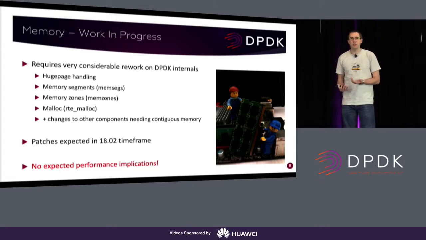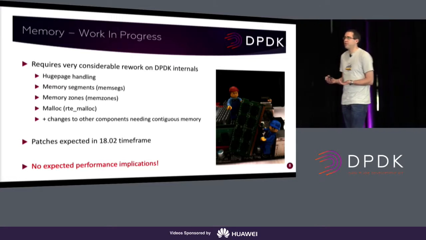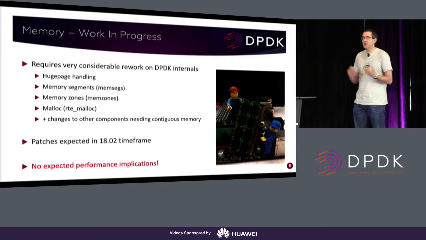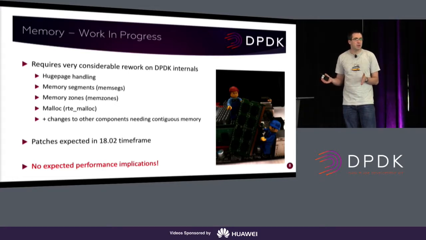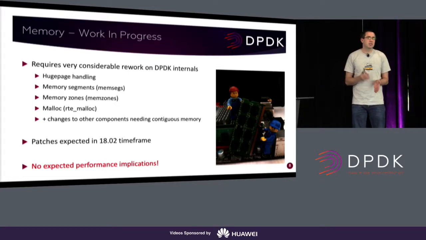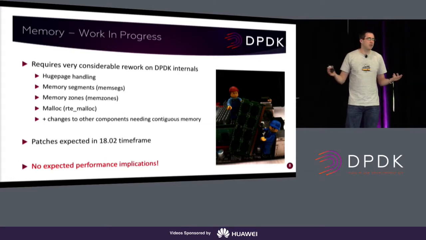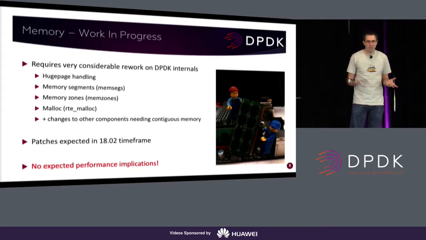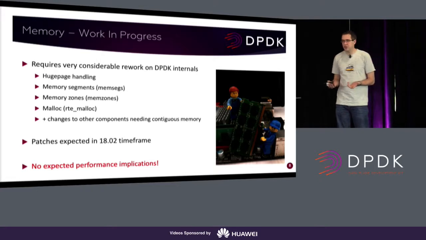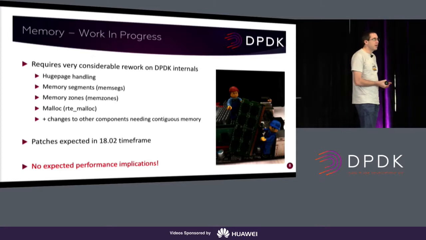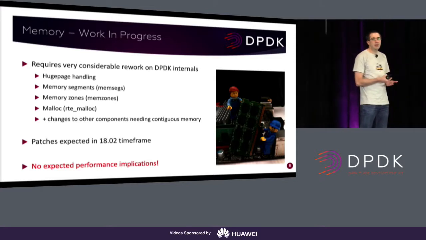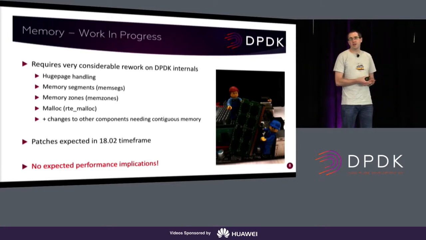And then memory zones need to be changed from being just a single contiguous block of memory, which is a subset of a segment, to instead being a set of individual pages which can be separated throughout physical memory. They can be located anywhere. Okay? The malloc infrastructure needs to be changed, and then the individual components themselves in DPDK, particularly those actually needing that physical contiguous memory.